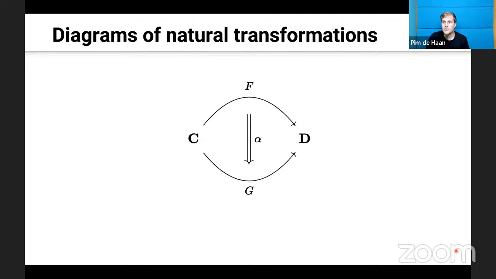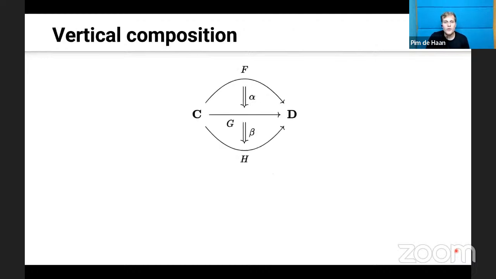We can also compose natural transformations. One we already saw, this is the composition in the functor category. If we have three functors from the same category C to the same category D, and we have a natural transformation alpha from F to G, and a natural transformation beta from G to H, then we can compose them into a natural transformation beta after alpha from F to H. And this is called vertical composition of the natural transformations.